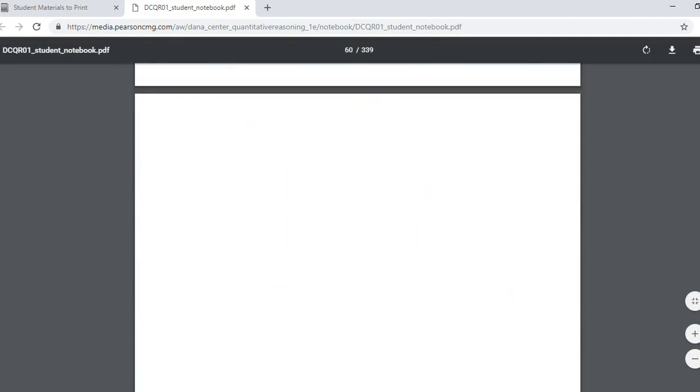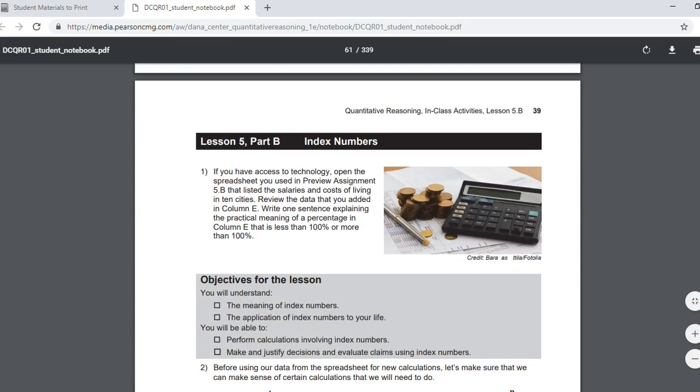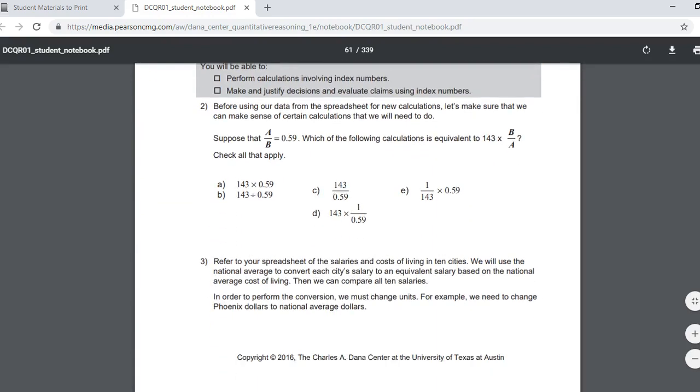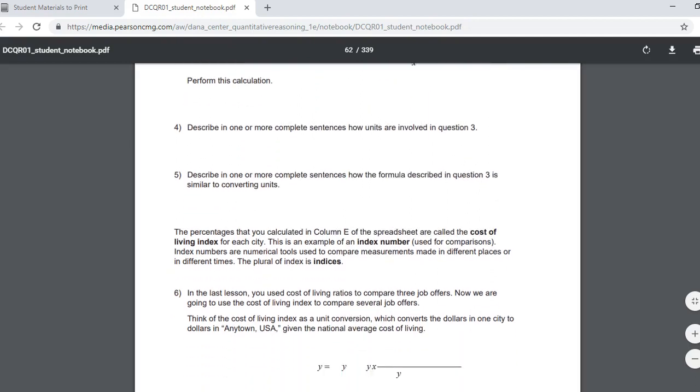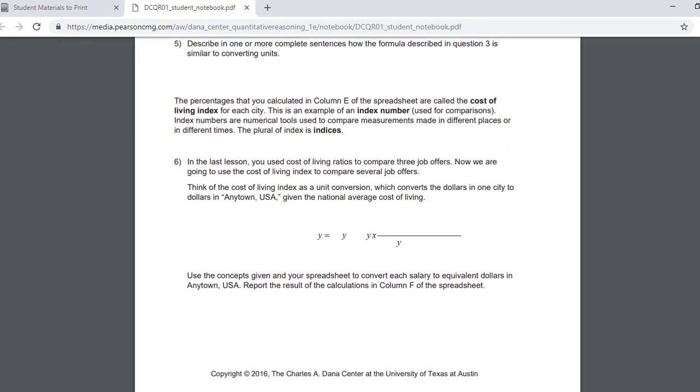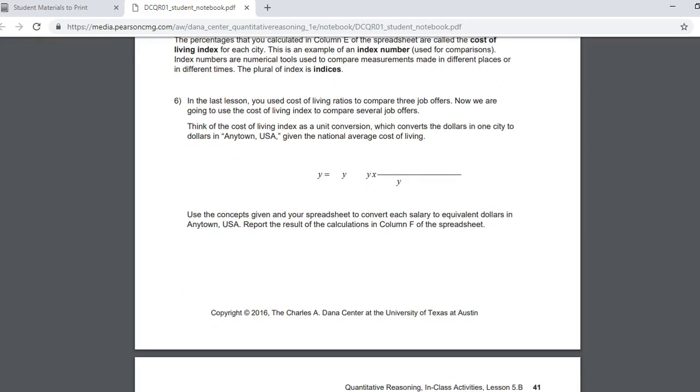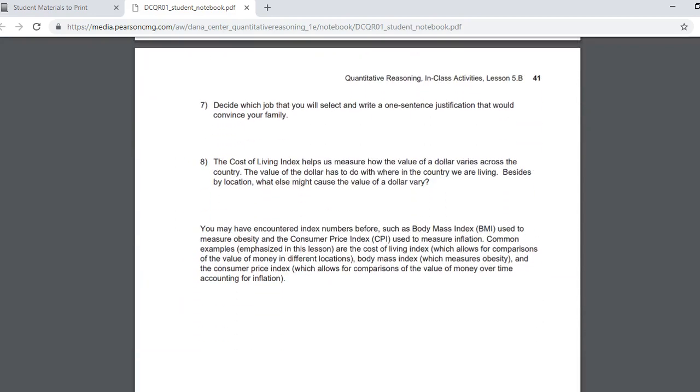I would keep looking through the lessons, like here on the index numbers, same thing. Question 2 is a really big question. I would make sure I understood all the parts on question 2, and if asked a similar question, I'd be able to answer it with confidence. Then we talked about how to do the index numbers, and part of mine is missing, but on yours, we kept talking about the cost of living index.